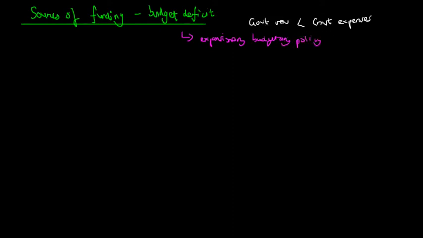Okay. So we're going to look at how the government actually funds the budget deficit, given that they don't have enough revenue to fund all their expenses. So there are three major ways, or main ways, that the government can finance a budget deficit. We're going to go through all three of them systematically. So firstly, we have overseas borrowing.